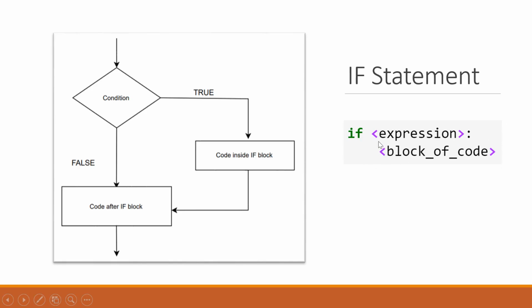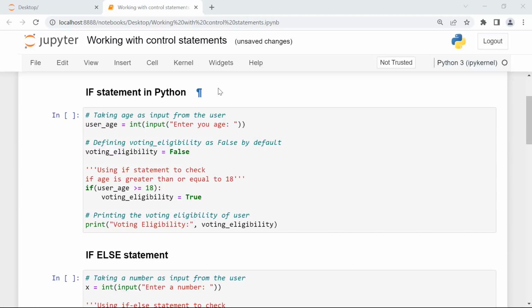Then we need to define the code within the if block, and we have to give indentation for that. So for indentation we use 4 spaces. Now let's use this syntax to implement an example. So here we can see an example.